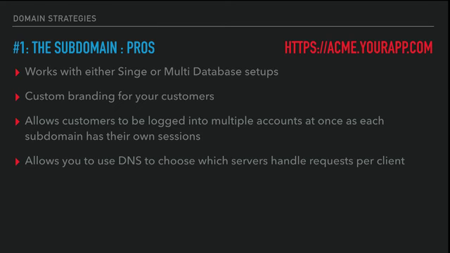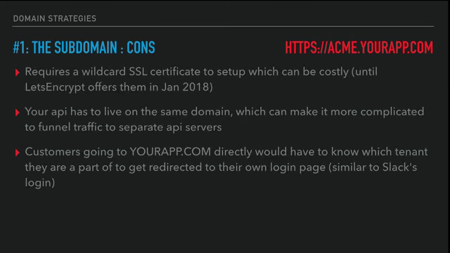So what would be the cons of a subdomain setup? First, it requires a wildcard SSL certificate, which can be a few $100s. Now, I know Let's Encrypt will be offering them early 2018, but until that point you would have to buy your own SSL certificate. The second is your API generally has to live on the same domain, which can make traffic funneling a little bit more difficult.